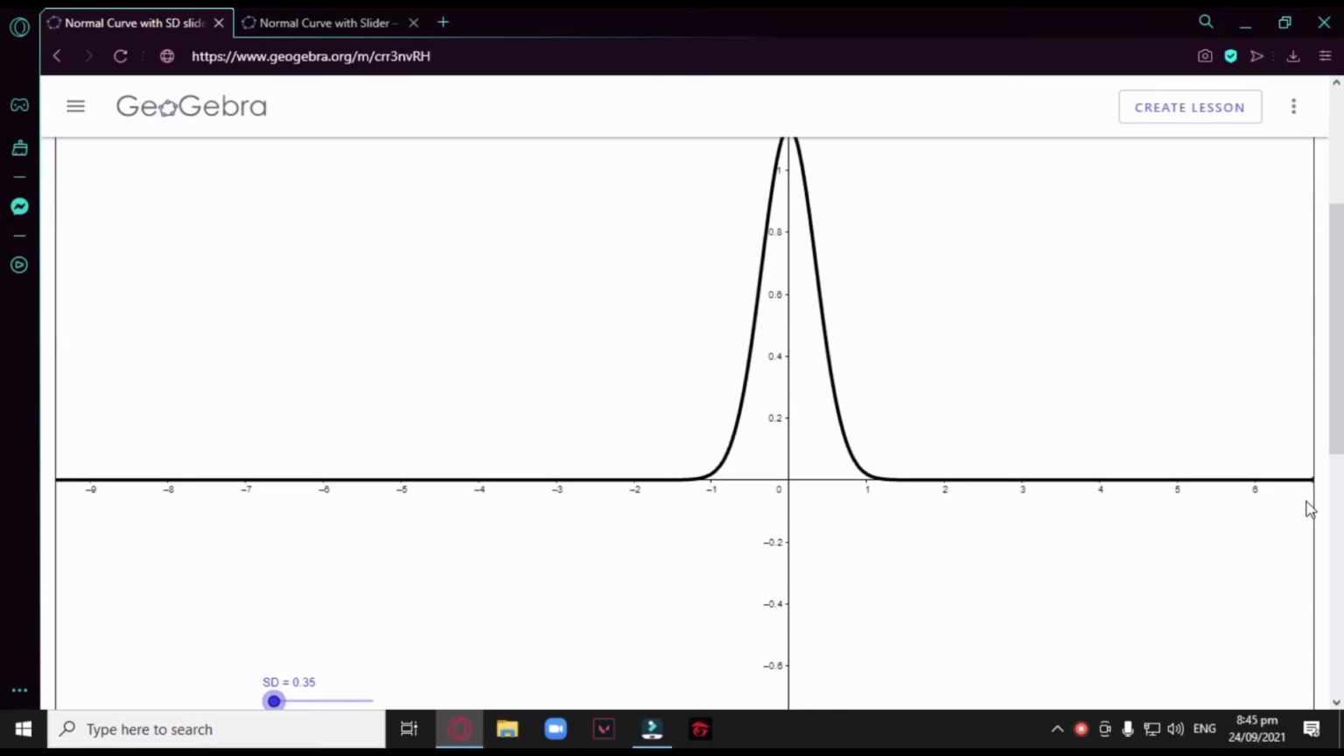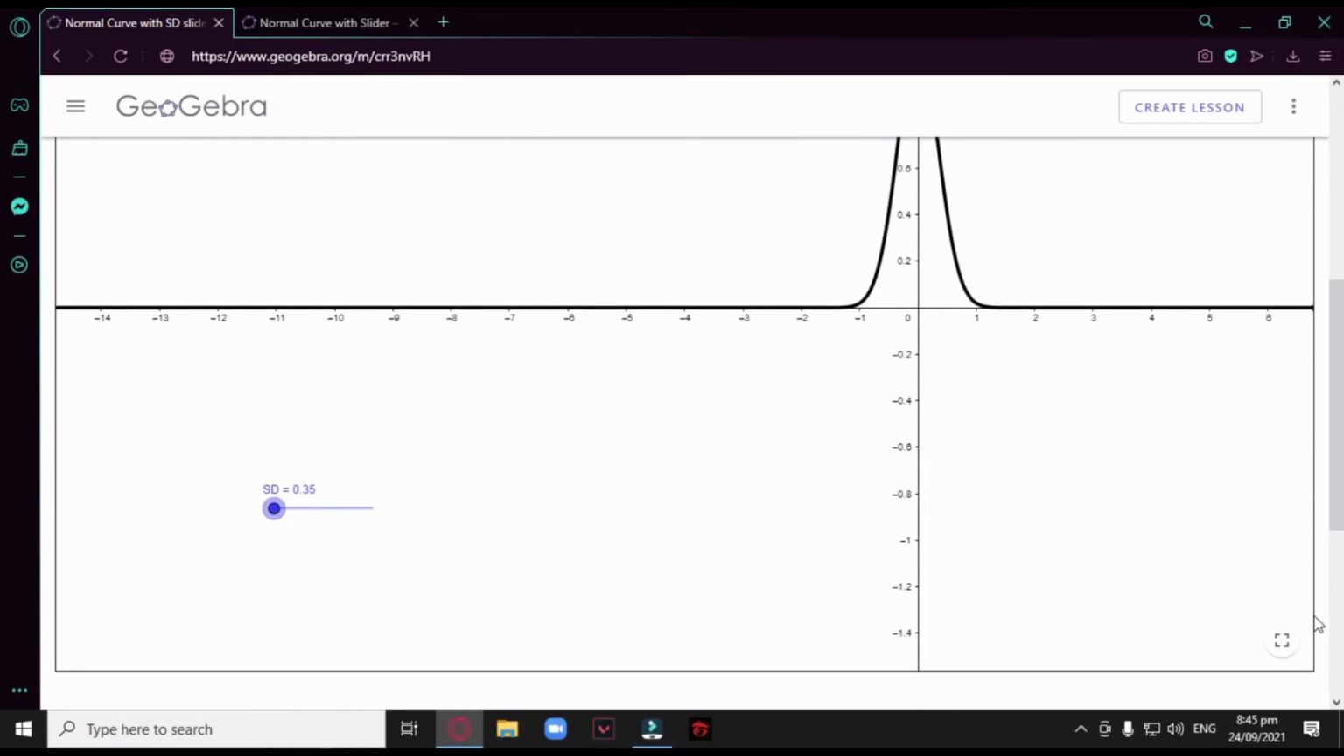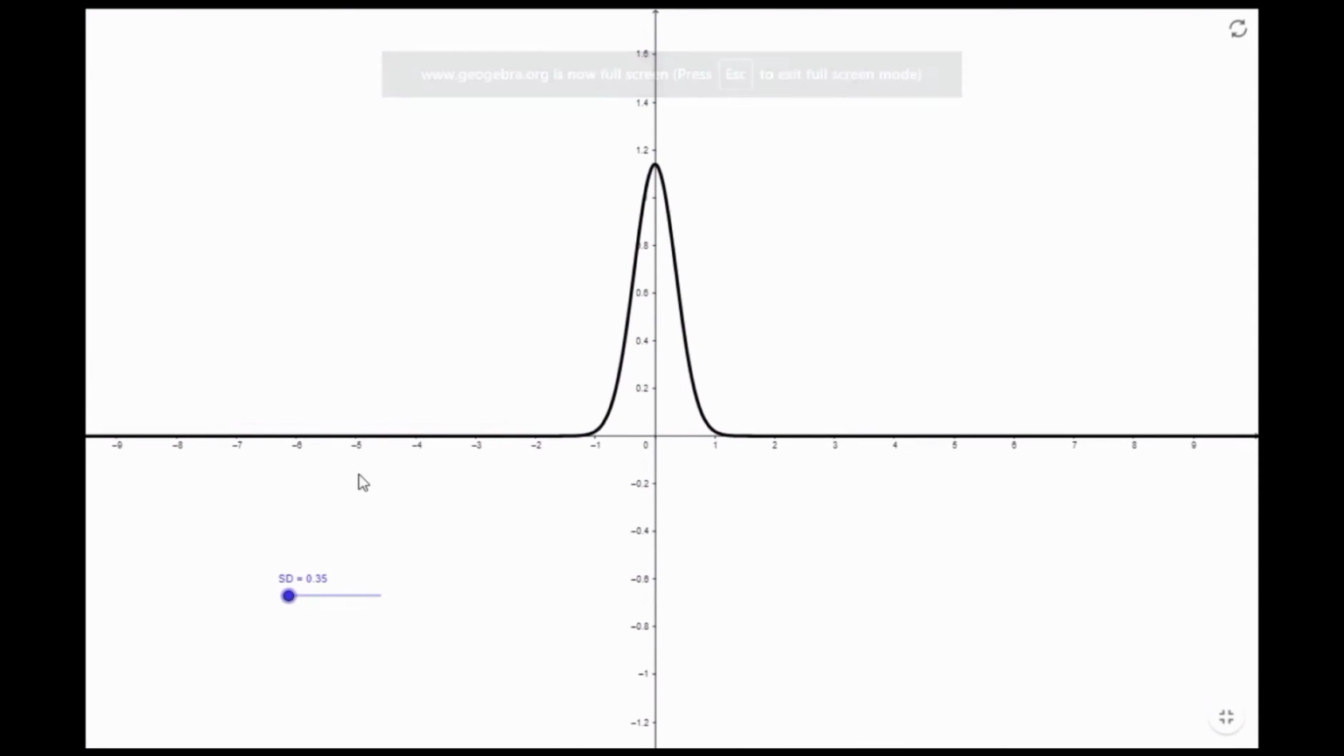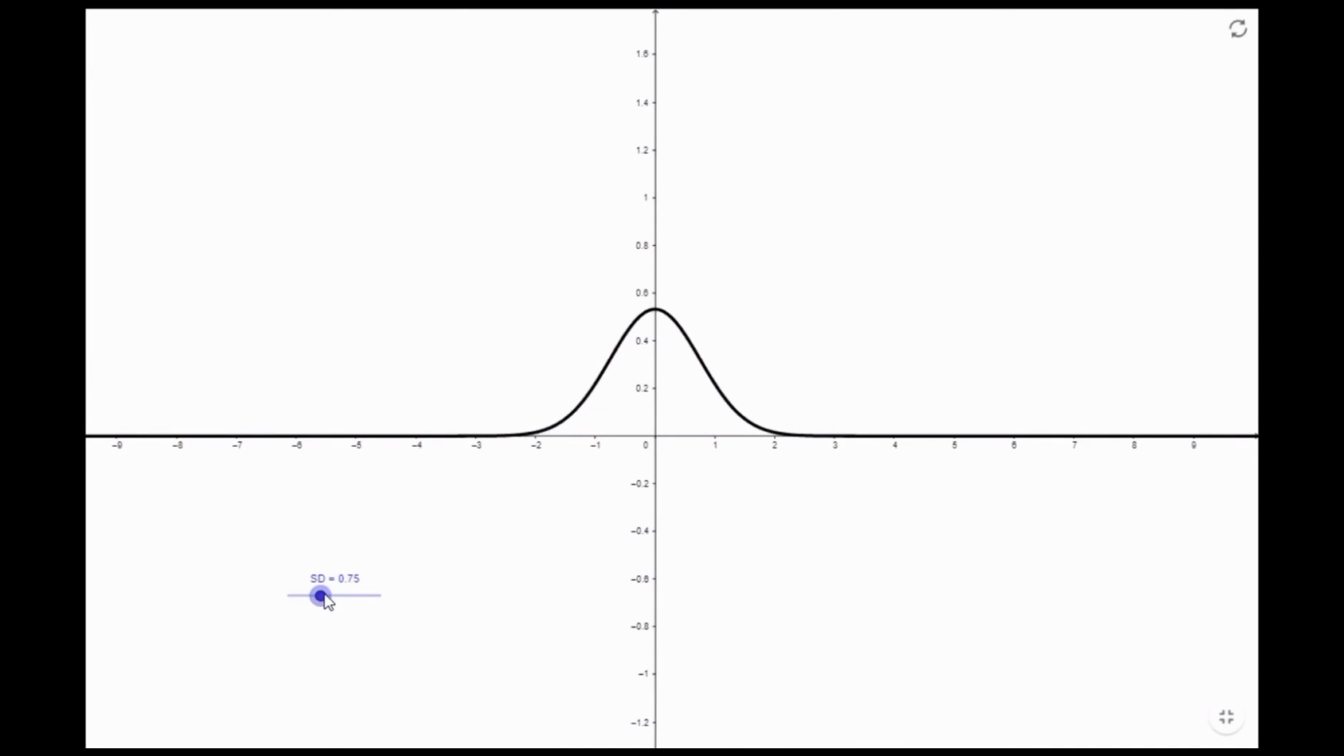Also, one of its unique properties is called the standard deviation. So as you can see, if I give it a standard deviation of 1.2, the normal curve becomes wider. And if I give it a standard deviation of 0.4, you will see that the curve is now peaked. So in summary, the standard deviation determines the wideness of a normal curve.